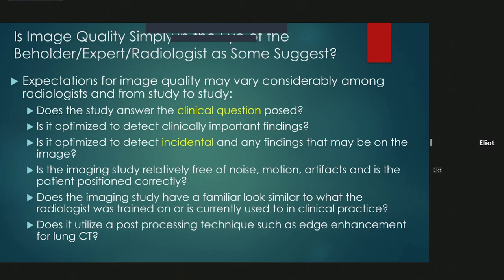And one of the big challenges as we look at the question of image quality is, is image quality really just simply in the eye of the beholder, as some might suggest? Or are there actual quantitative metrics that would allow one to quantify image quality beyond just whether or not the person interpreting the study believes it's a quality study? Expectations for image quality can vary considerably among radiologists, as we have seen in a number of different studies. So some of the questions to be asked and answered include: does the study answer the clinical question that's being posed? Is it optimized to detect clinically important findings based on the clinical history?